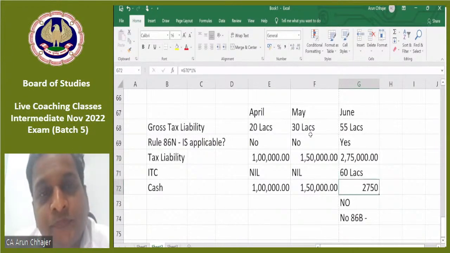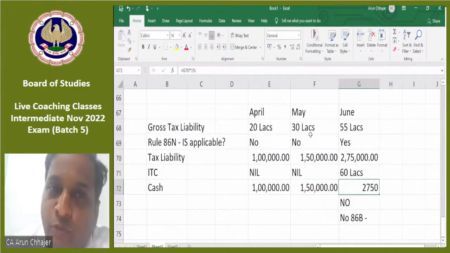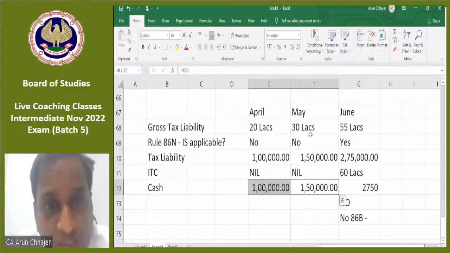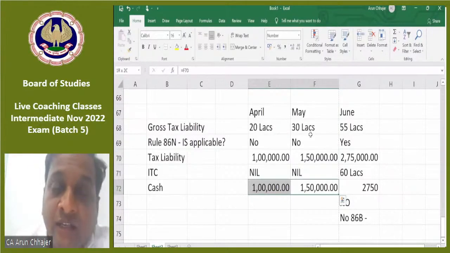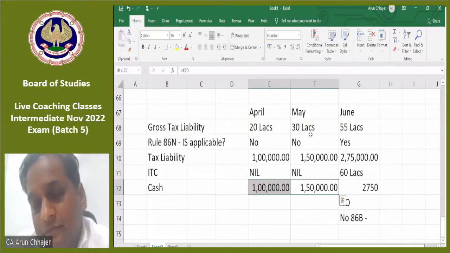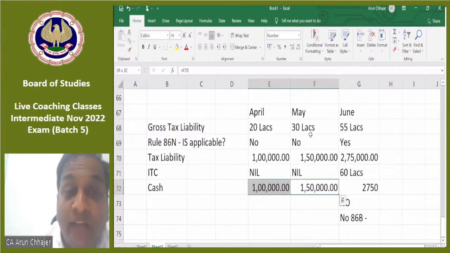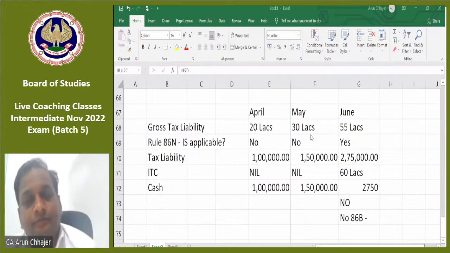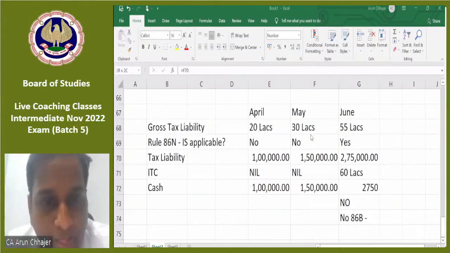Is 86B applicable? The answer would be yes. How much do you need to pay? 2750. But he will be covered by the third exception because he has already discharged more than 1% in cash. Therefore, 86B is not applicable. He has already paid 2,50,000. So 86B is not applicable. Is it okay, Ayush?